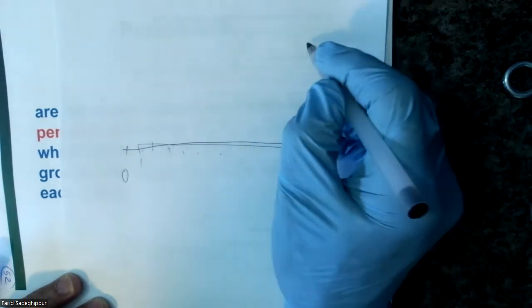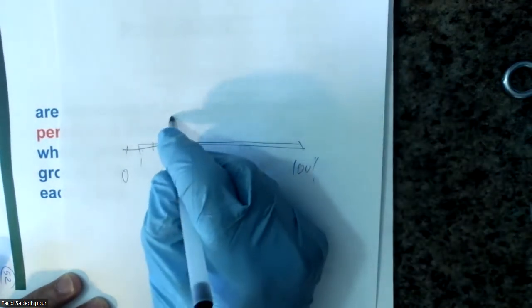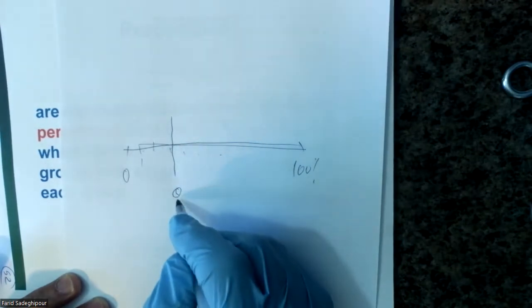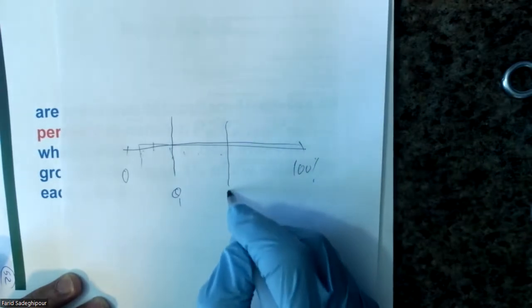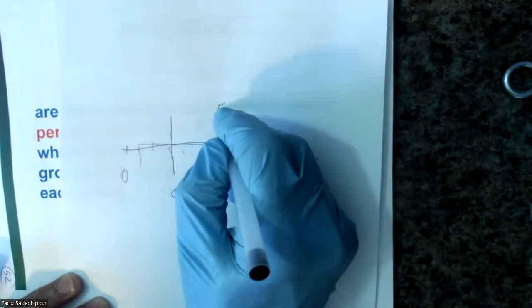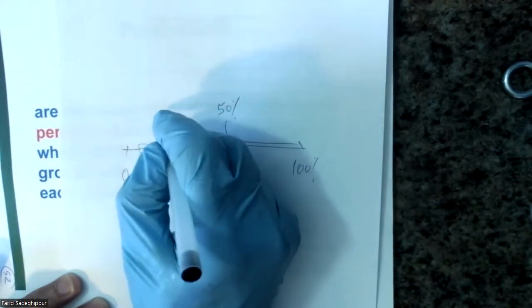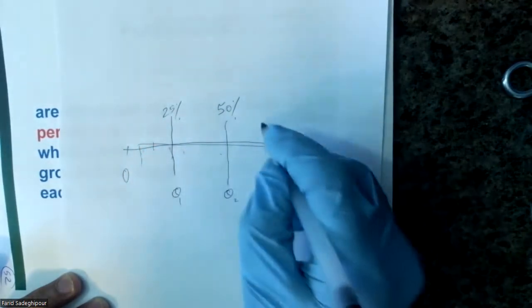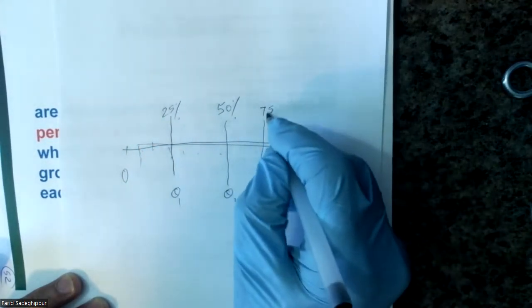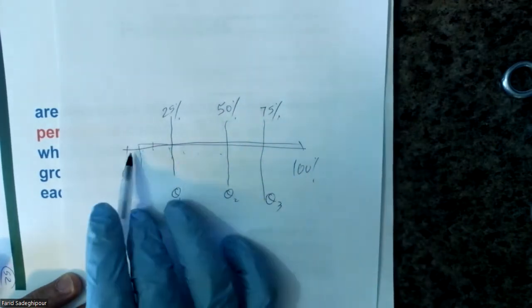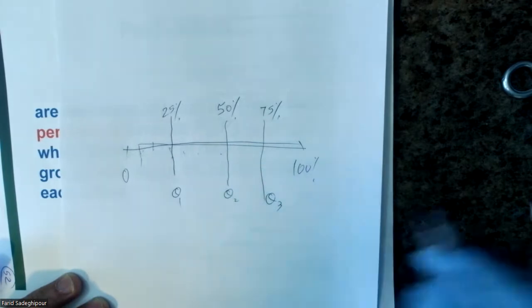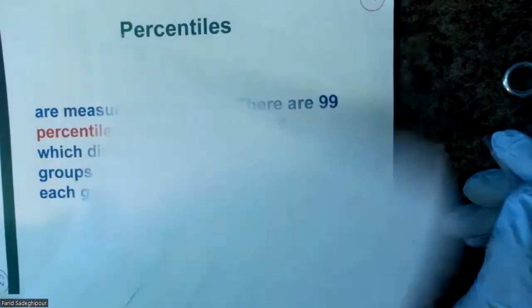For instance, Q1 is where 25% of the data falls. Then Q2 is where 50% of the data falls. And then 75% is what they call Q3. So that's how you divide the entire straight line into 4 equal pieces. All right.